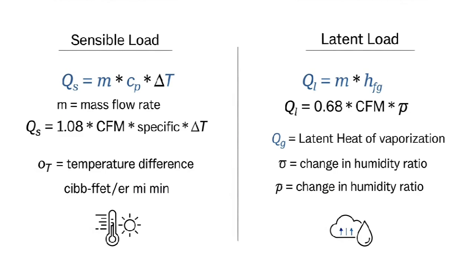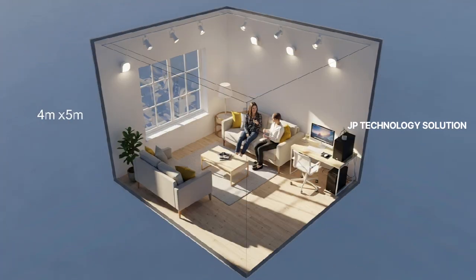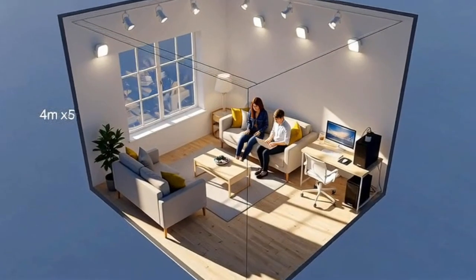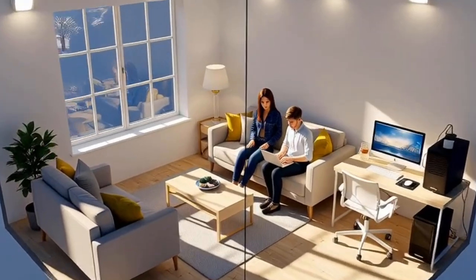Let's take an example. A room of 4 by 5 meters, 3 meters high. Two people inside, lighting load of 10 watts per square meter, and one appliance load of 300 watts. Indoor design temperature is 24 degrees Celsius, while outdoor is 35 degrees Celsius.